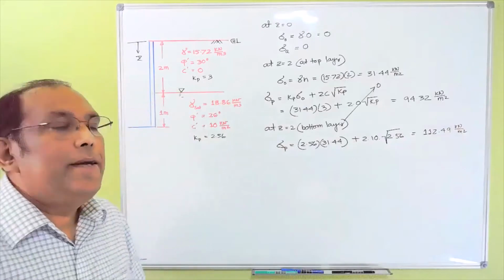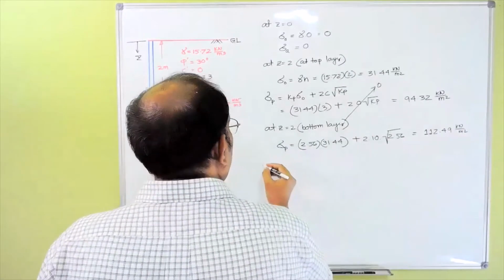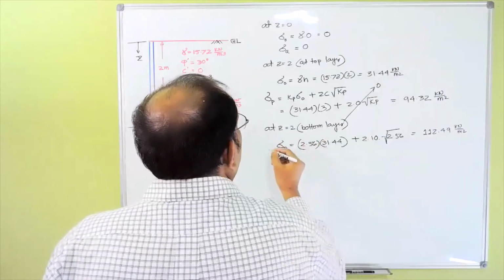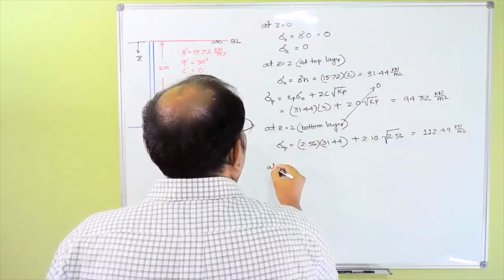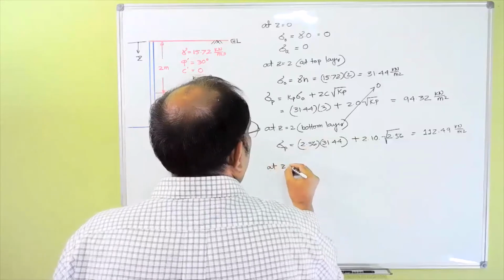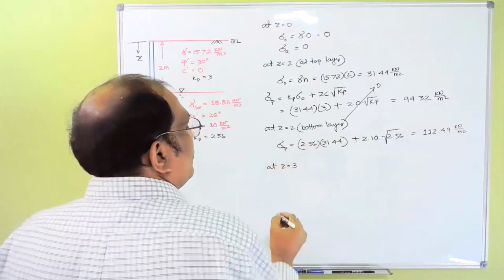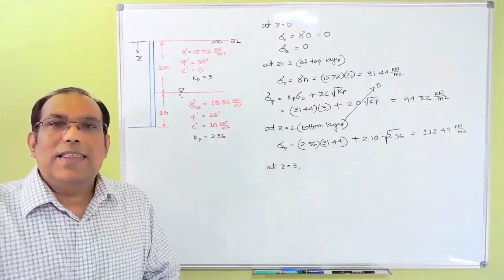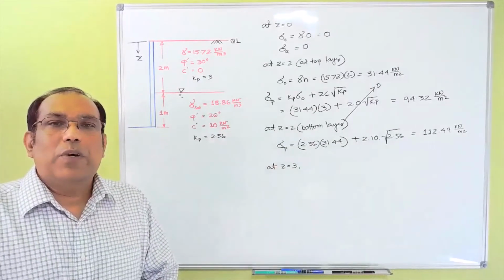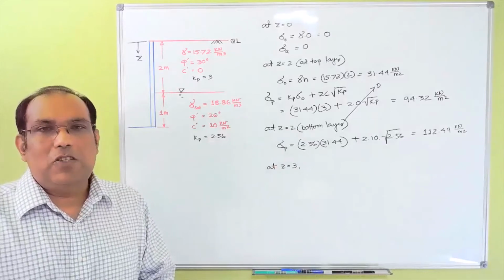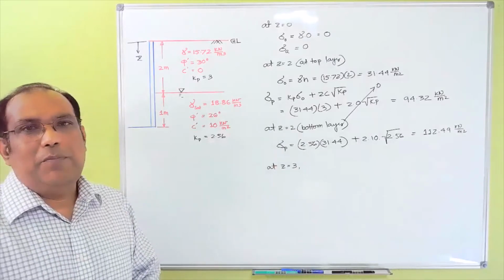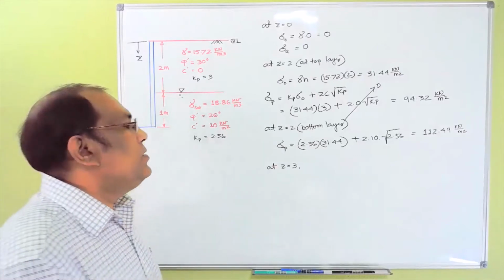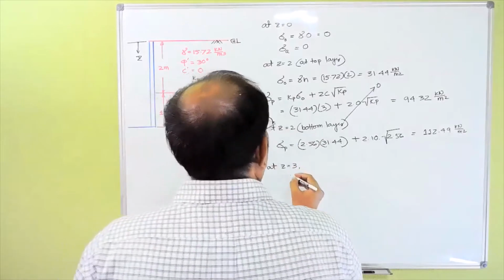Okay. Now again, I can just find out that's actually for the bottom, at Z equal to 3. Now I have a water table here, so I have to find out the vertical pressure in terms of effective stress, and I will add the whole water pressure to find out my total horizontal pressure.